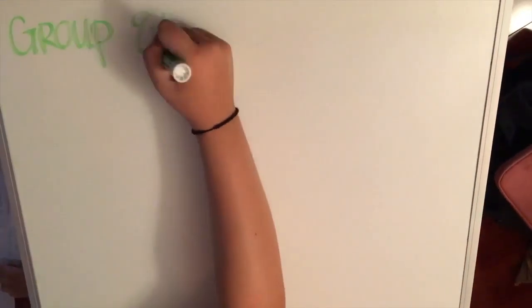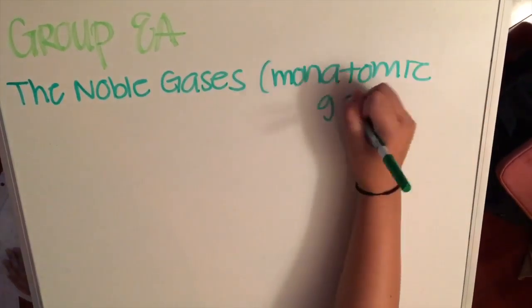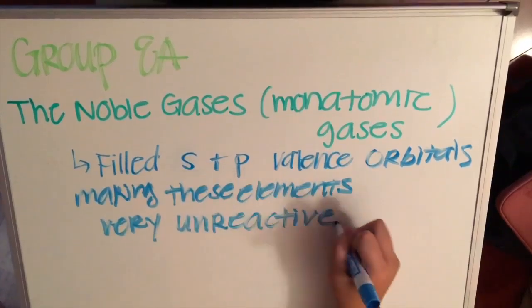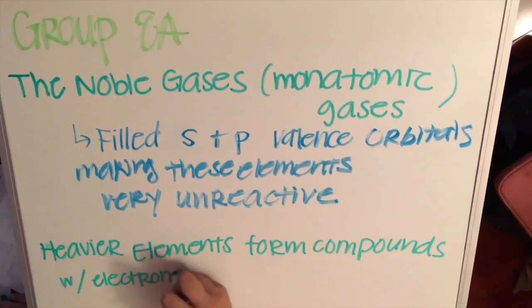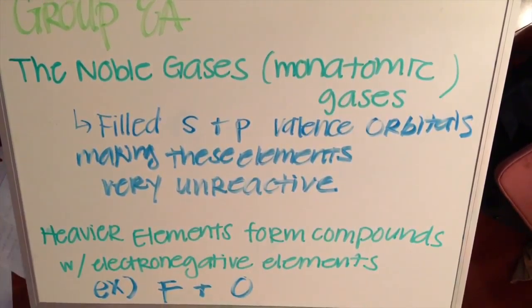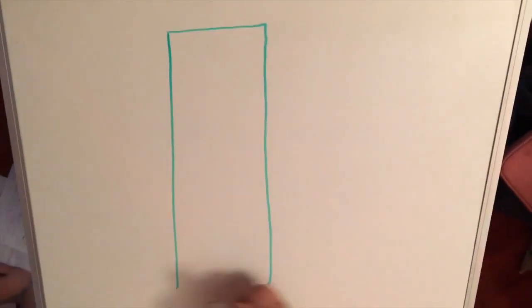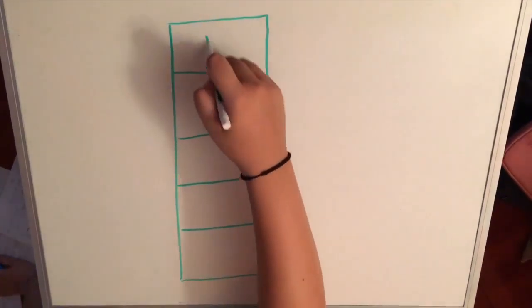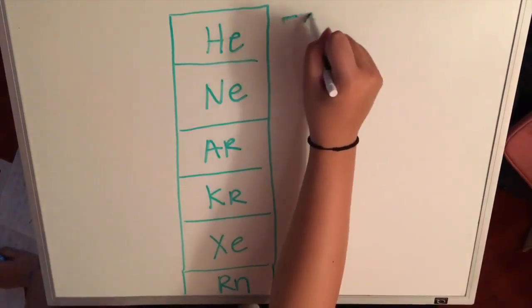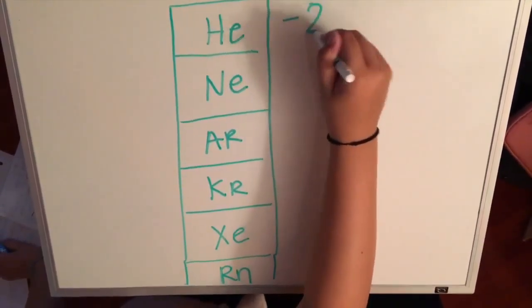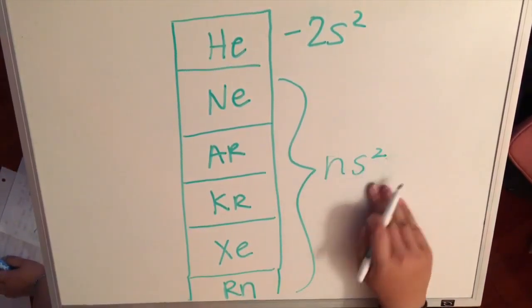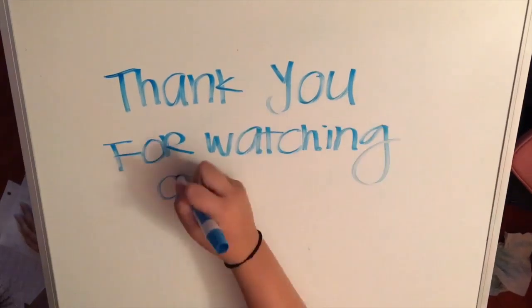Moving on to group 8A elements, the noble gases, also known as monatomic gases, which are filled with s and p valence orbitals, making these elements very unreactive. Heavier elements form compounds with electronegative elements, for example, fluorine and oxygen. By the way, the group 8A elements consist of helium, neon, argon, krypton, xenon, and radon. Helium has an electron configuration of 1s2, and the rest have an electron configuration of ns2np6. Thank you for watching our video!